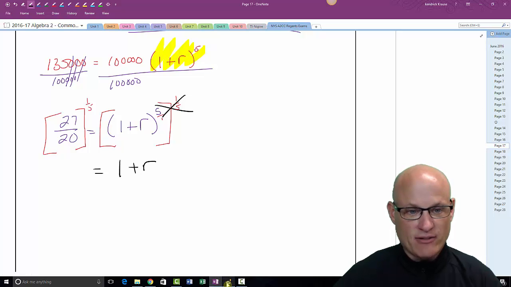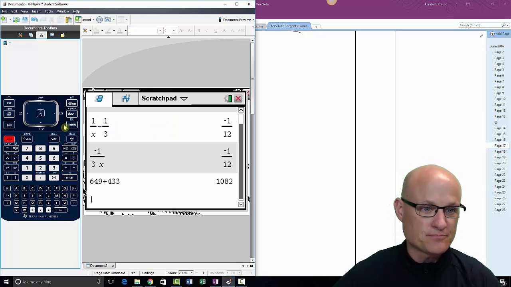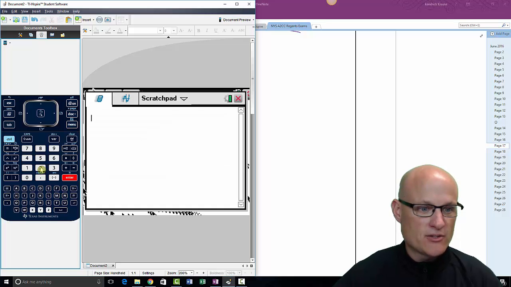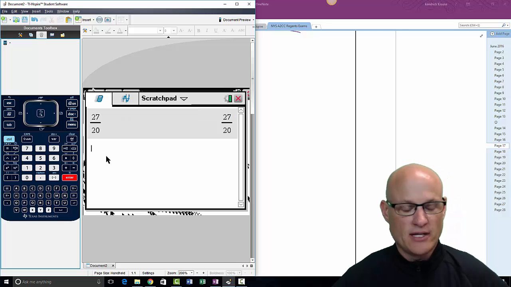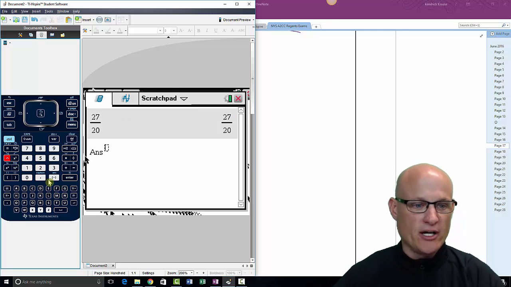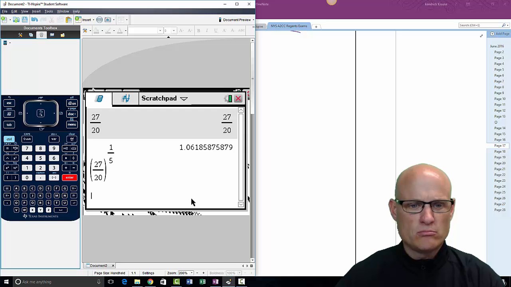On the right side, well, I need my calculator for that. 27 divided by 20. I should have put parentheses. Well, let's see what that is. Whatever. Raised to the 1/5 power. 1.6185.